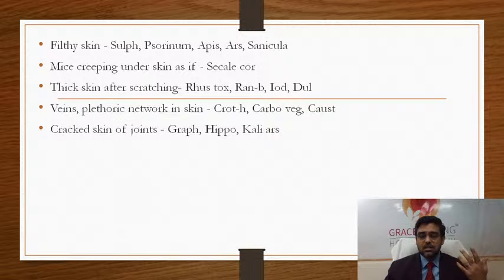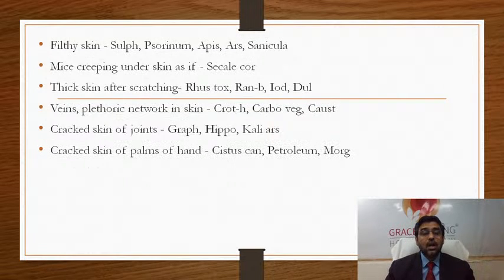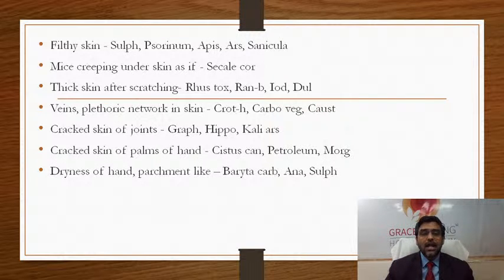Next, Kali ars, that is a very common remedy. Cracked skin of the palm: Sepia, Petroleum, and Mezereum. Sepia, again a very, very important remedy. Yes, Petroleum is also there, but Sepia for cracked skin of the hands, very, very important remedy. Dryness of the hands, parchment like: Bratacarp, Anacardium and Sulfur.